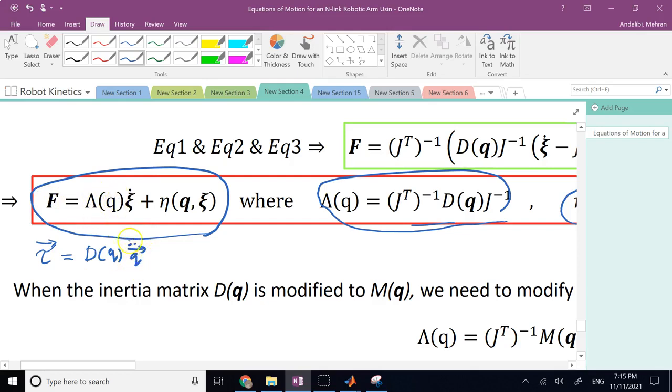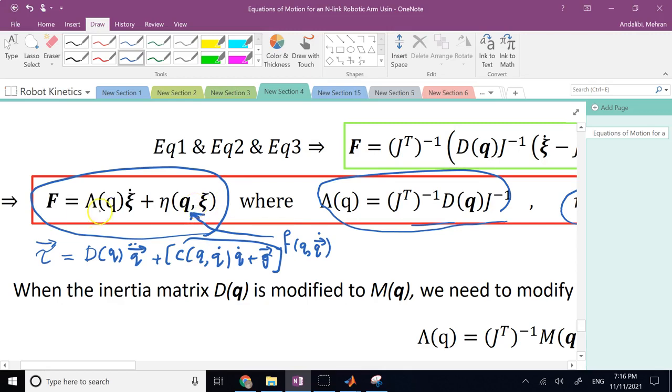Instead of acceleration Q double dot, you have acceleration xi dot. And then instead of the whole thing, C of Q and Q dot times Q dot plus G, which you could write as some general function f of Q and Q dot if you wanted, now instead of f you have this eta function, and instead of Q dot you have xi.